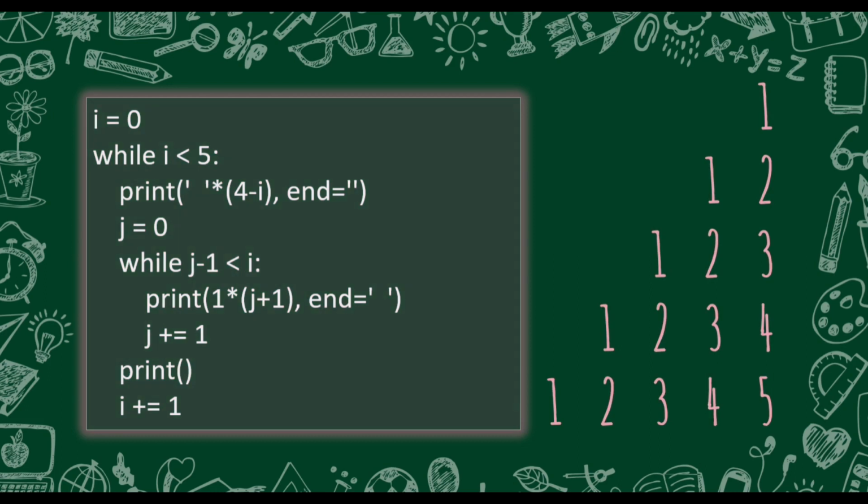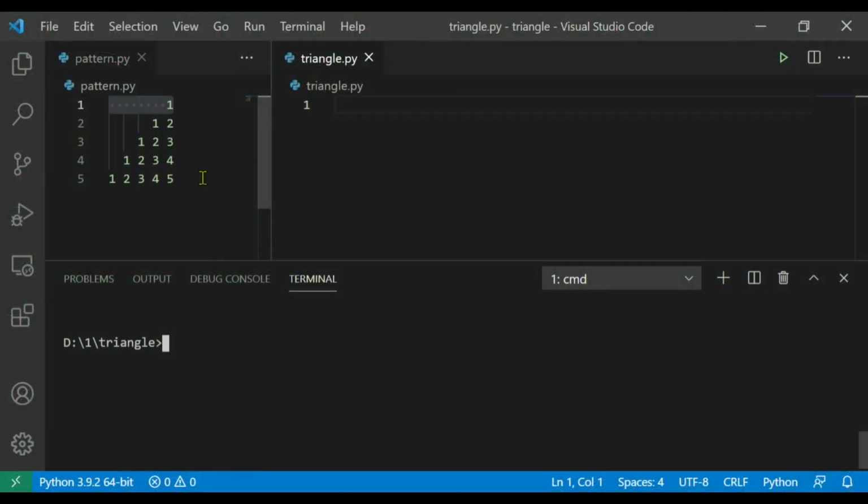In this video tutorial, we will see how to print the rectangle number triangle pattern. Let's move to Visual Studio Code and execute this pattern. We can see here, in this pattern, every line begins with a space character.